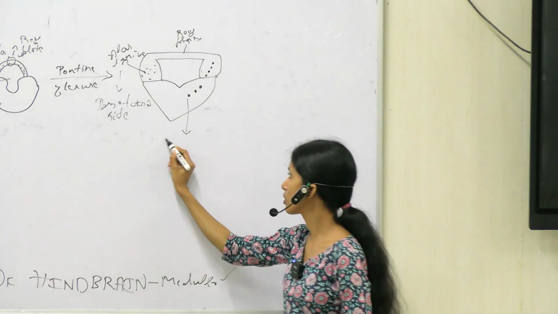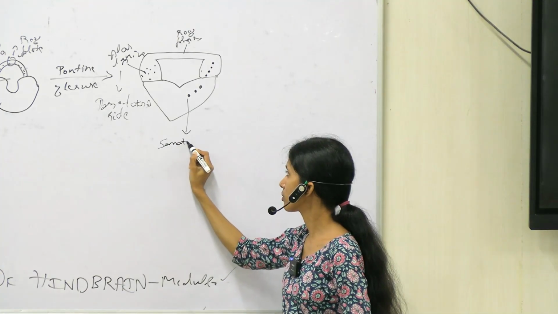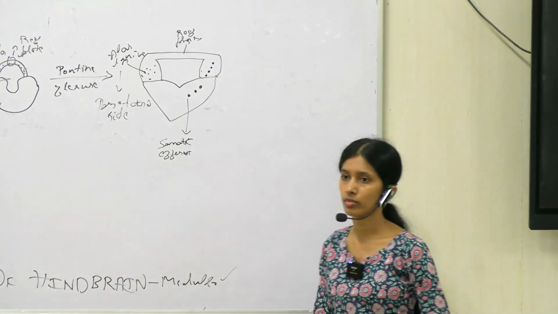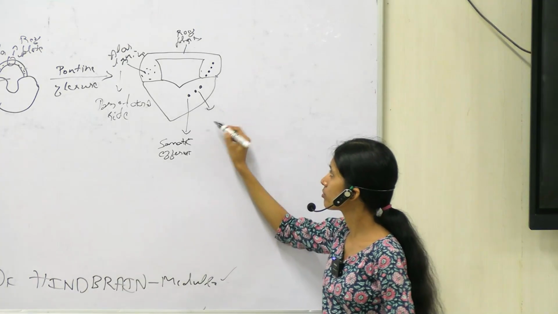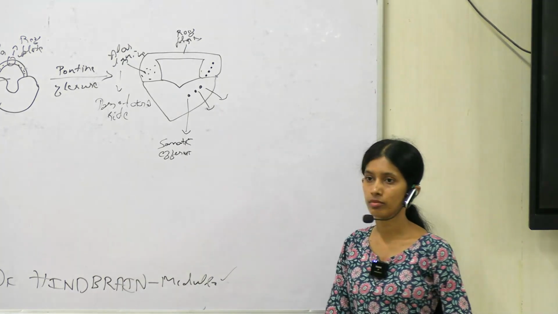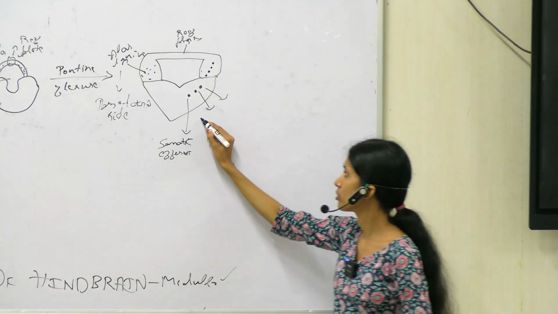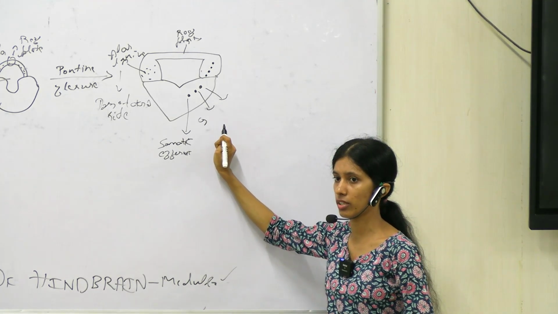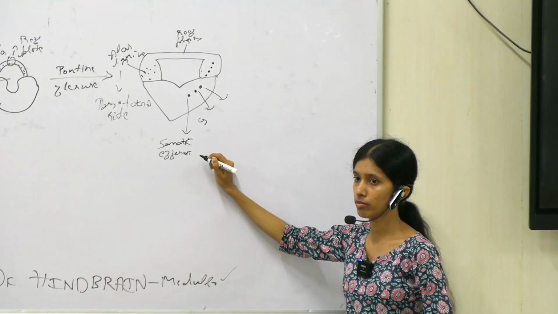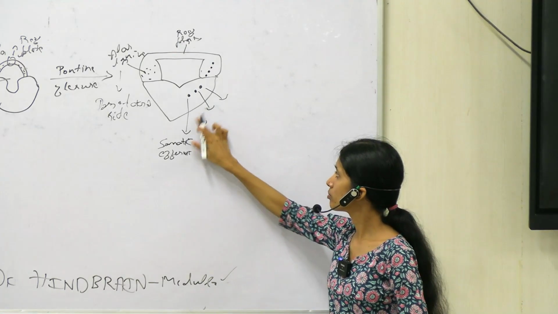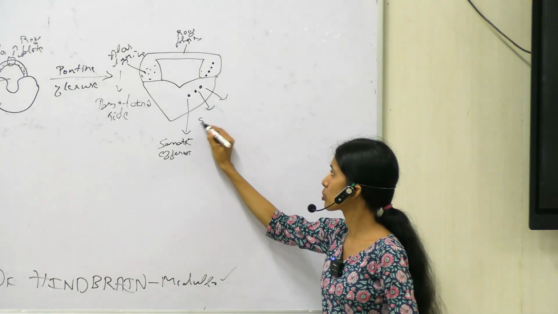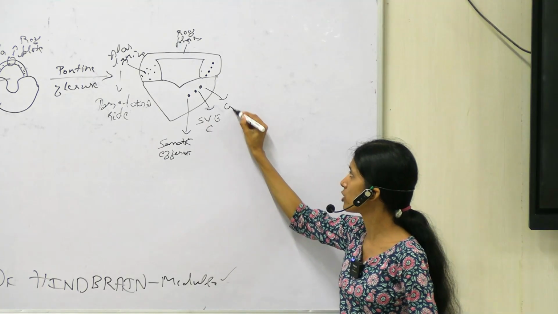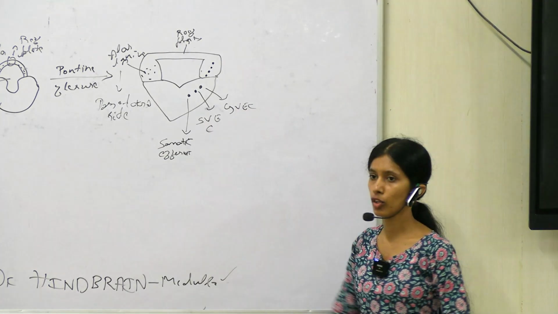We can see the somatic efferent column, followed by general visceral or special visceral. We can see the special visceral efferent columns followed by general visceral efferent columns.